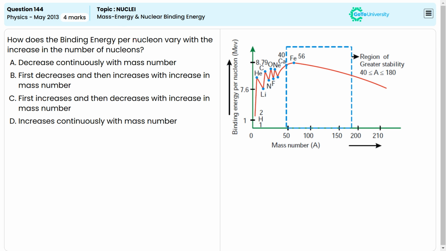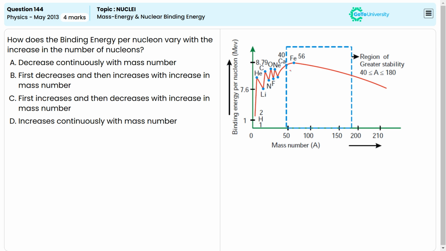It is on the y-axis. The value shows from 1 to 7.6 here if you observe. And the x-axis indicates the mass number, that is 0 to 50, 100, 150, 200 and 210. If you clearly observe the graph here, there are many elements: hydrogen, helium, nitrogen, iron, that is, Fe is iron, calcium, neon, oxygen, carbon. All these elements have a binding energy graph here.